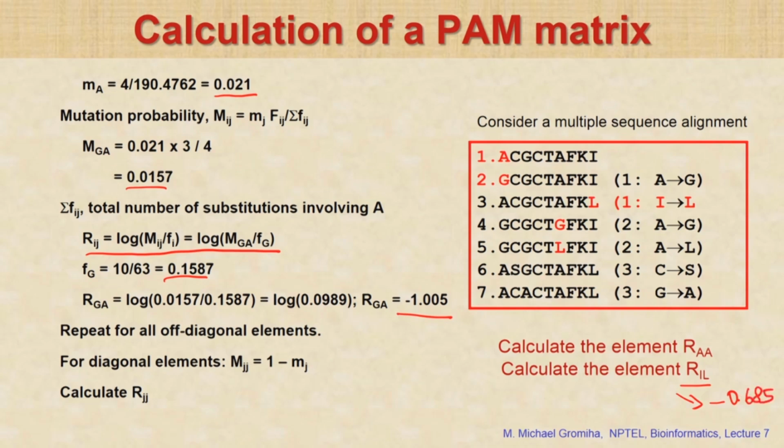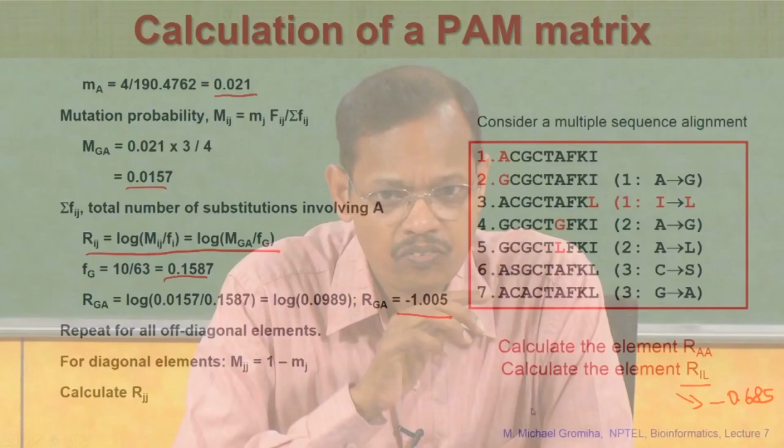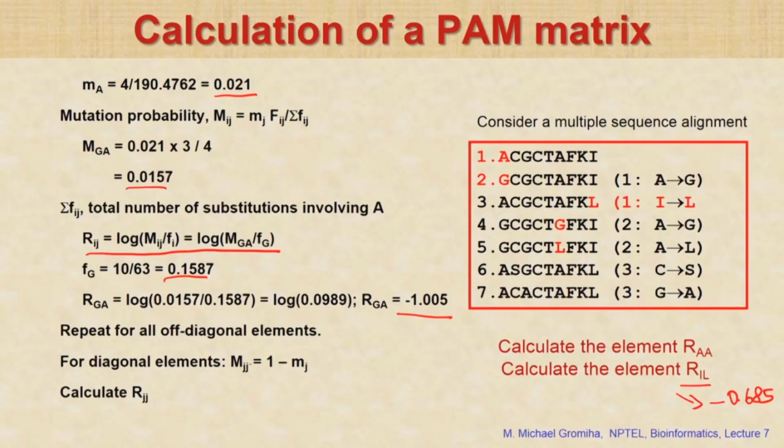You can work out in your free time. This is for the off diagonal elements. For the diagonal elements, you will get the Mjj. For example, for RAA, alanine, you get 1 minus Mj, where Mj you get from this formula, and you can get these values. Then we get the values of Mjj, then we will get the value of Rij, you can get that.